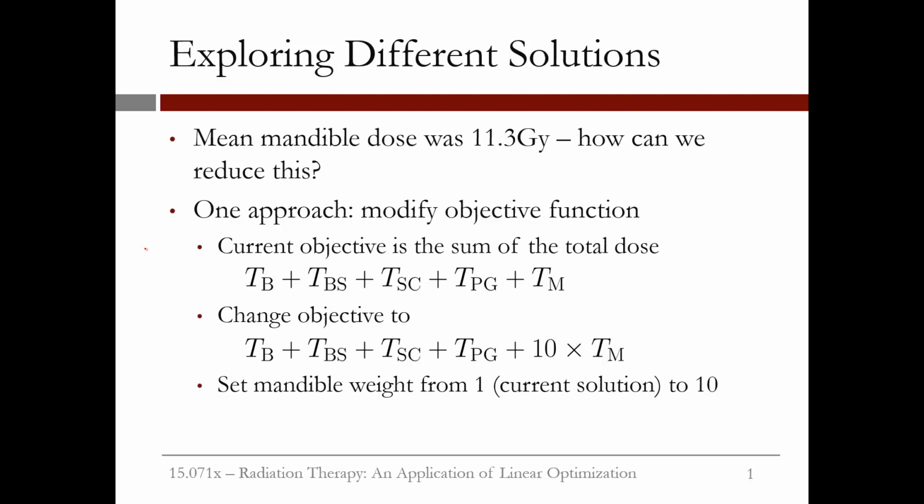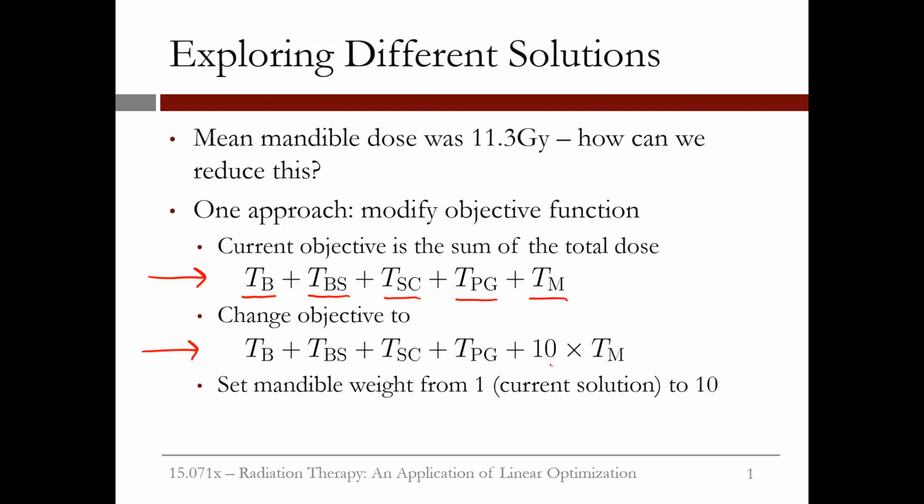Our current objective is to minimize the sum of the total dose to each critical structure. So we're minimizing the sum of the total dose to the brain, plus the total dose to the brain stem, plus the total dose to the spinal cord, plus the total dose to the parotid glands, plus the total dose to the mandible. We could instead change our objective to make the total dose to the mandible more important.